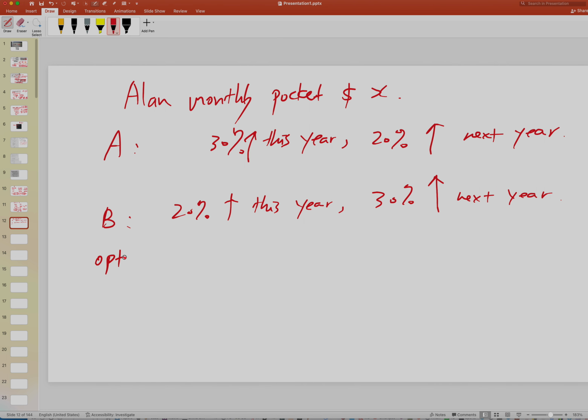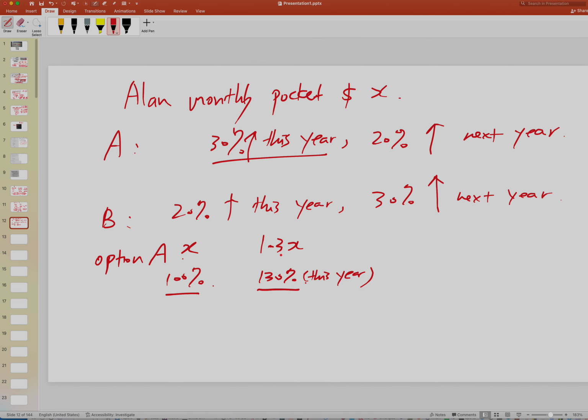So option A: if you have a 30% increase this year, you start with 100%, which is X dollars. So with a 30% increase this year, that means 130% already. This is this year. Then you have 20% next year. What is your new amount in terms of X dollars? It's 1.3x, because 100% is X, so 130% is 1.3x.